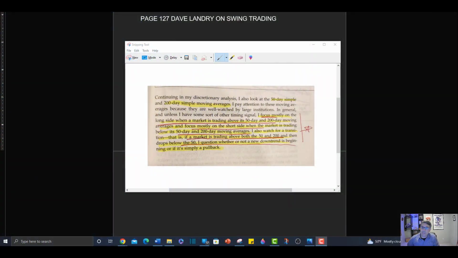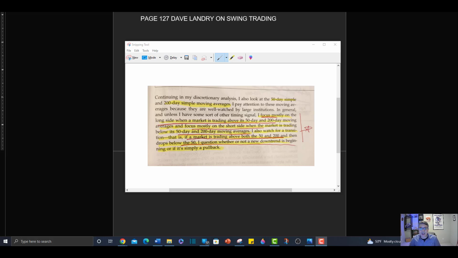Now, I want to just guide you to page 127. I'm going to read a paragraph, and then I'm going to get out the technical charts and show you via the charts what he's talking about. Let's take a look. Okay, I just snipped this from page 127, Dave Landry on Swing Trading. I'm just going to read you the part that I underlined.